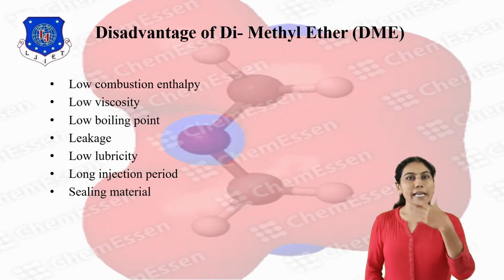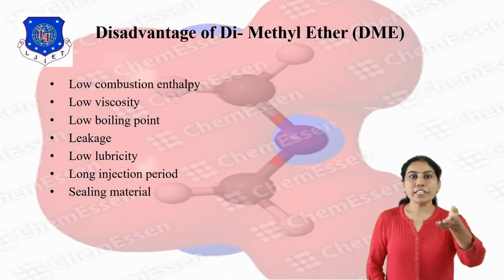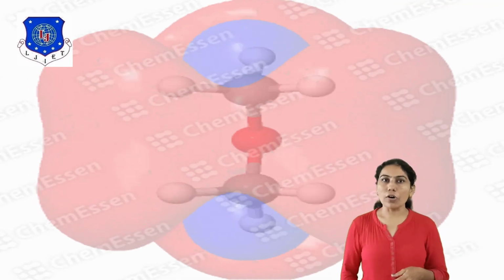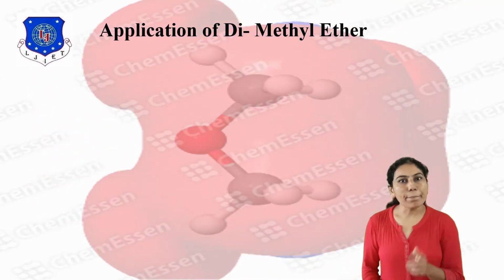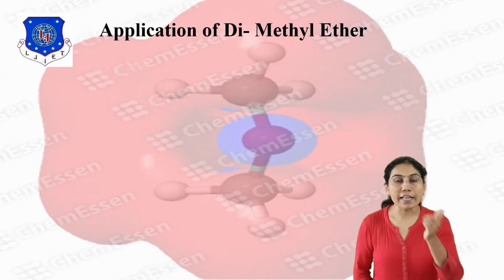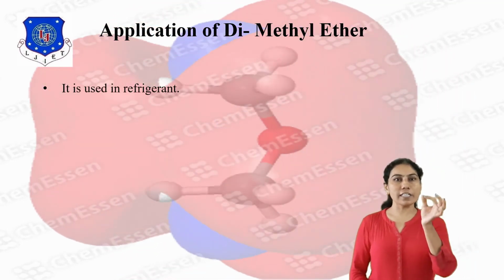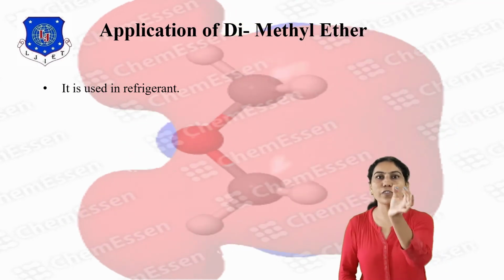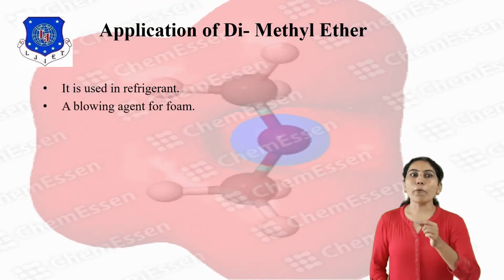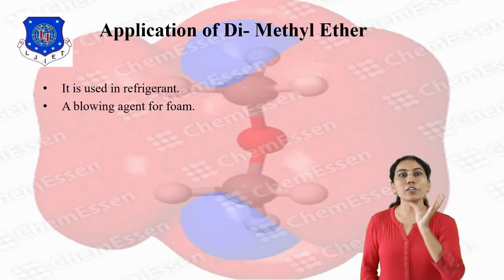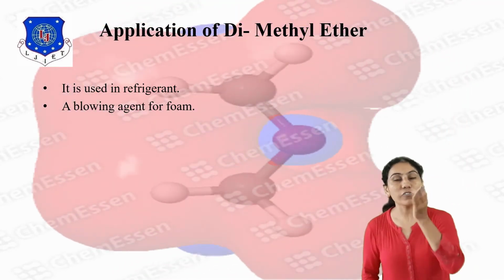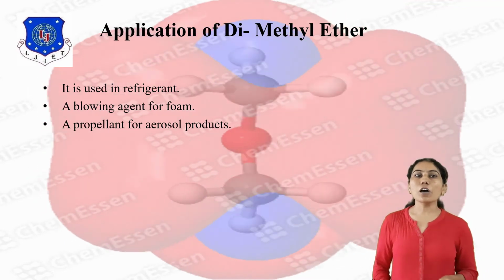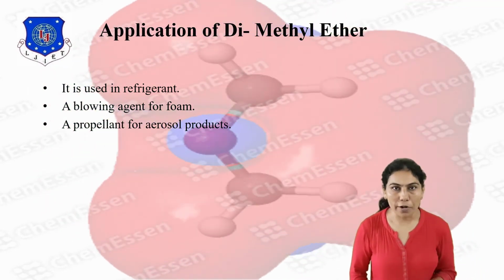Another disadvantage of dimethyl ether is the sealing material. The last point is the applications of dimethyl ether. The first is use as a refrigerant. The second is as a blowing agent for foam. Then it is also a propellant for aerosol products.